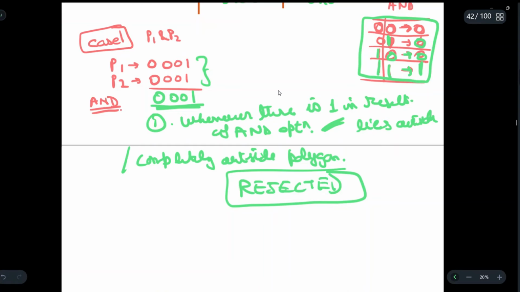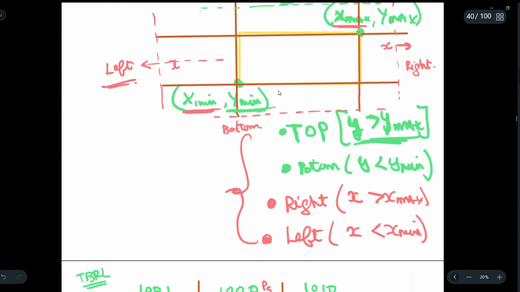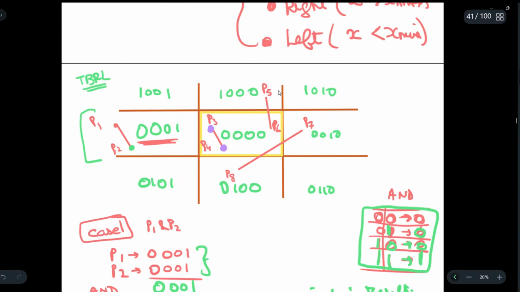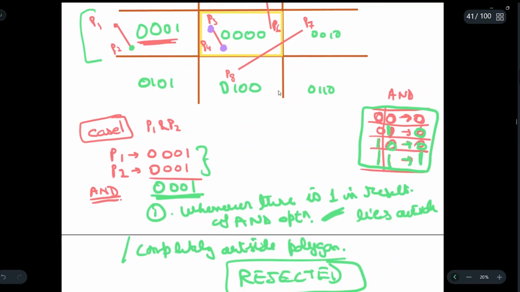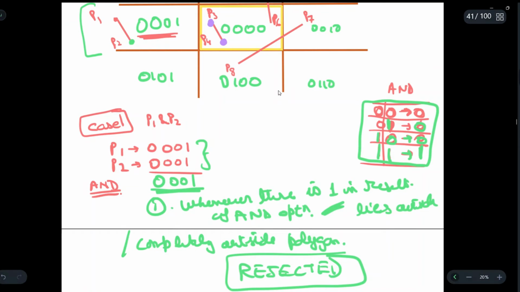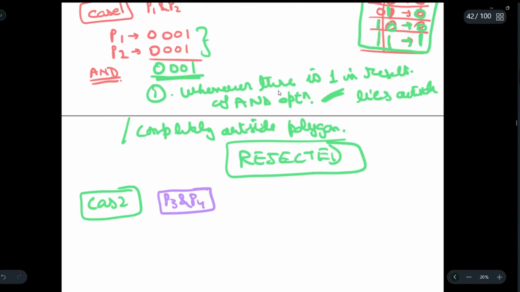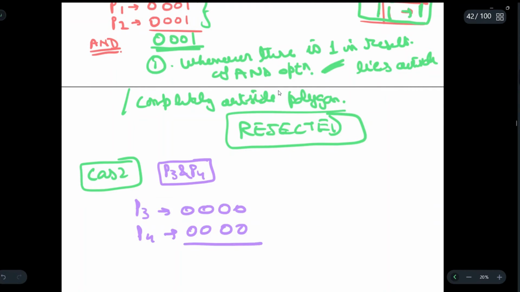Now let us come to case 2. In case 2, let us consider the points P3 and P4. That is, P3 is over here and P4 is over here. Now we can see that the codes of P3 and P4 are all zeros, that is, they themselves lie in the polygon. For P3 we have 0, 0, 0 and 0. For P4 we have 0, 0, 0 and 0. Now if we apply the AND operation on these 2 codes, we will get 0, 0, 0 and 0.